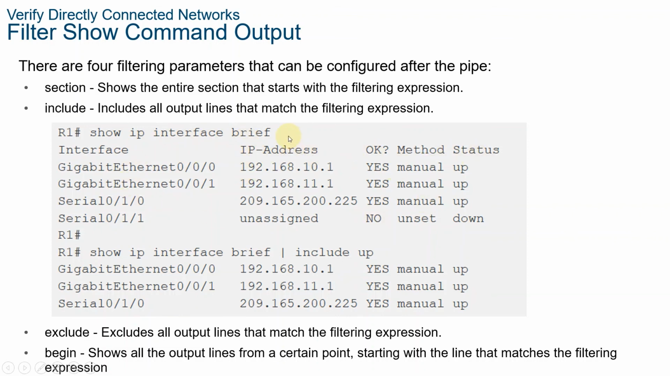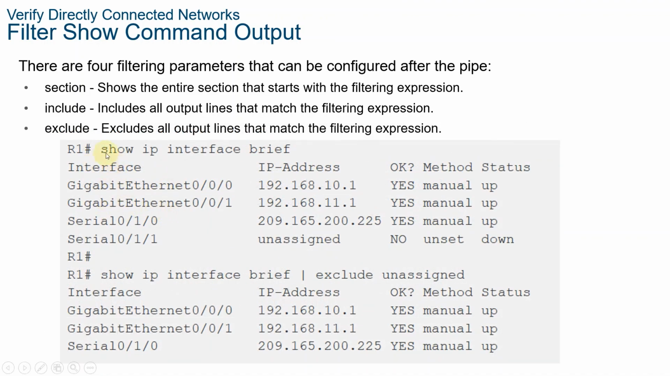But if I'm going to filter the output, instead of typing show ip interface brief, I would type show ip interface brief pipe include up. This would display only the interfaces with the up state. Take note that in here Serial 0/1/1 is down, but you want to see only up, so only the up status will be displayed. That's with the include command. Include shows all the output lines that match the filtering expression.